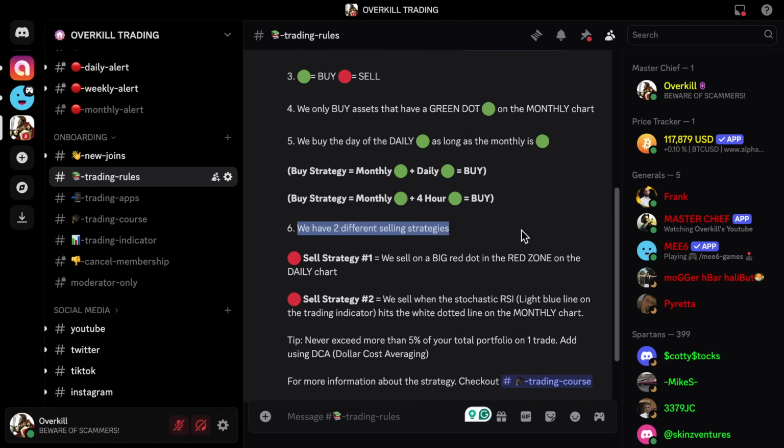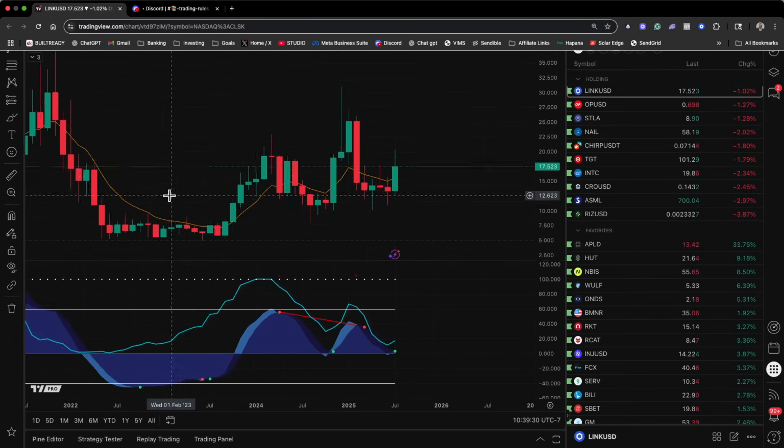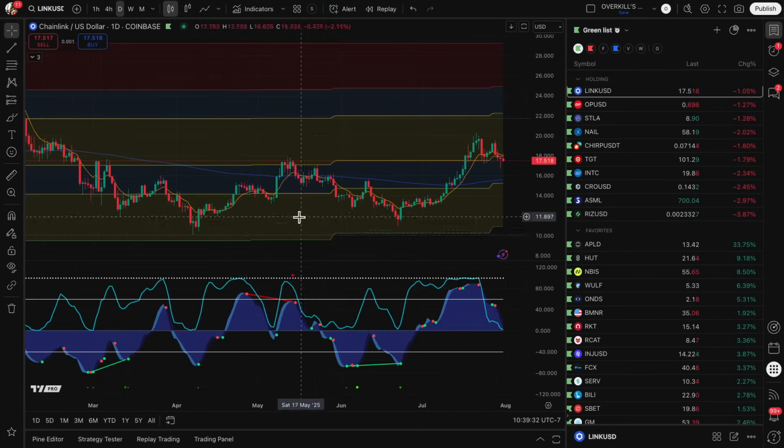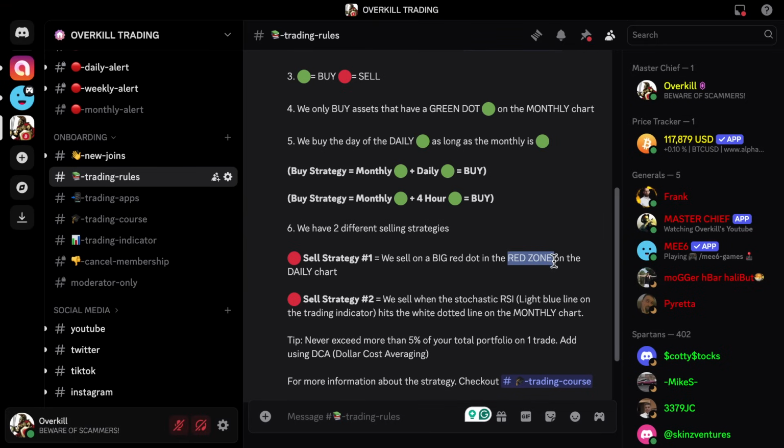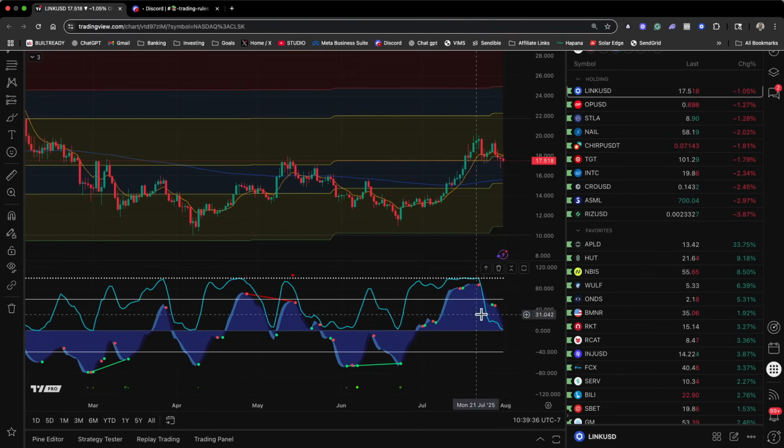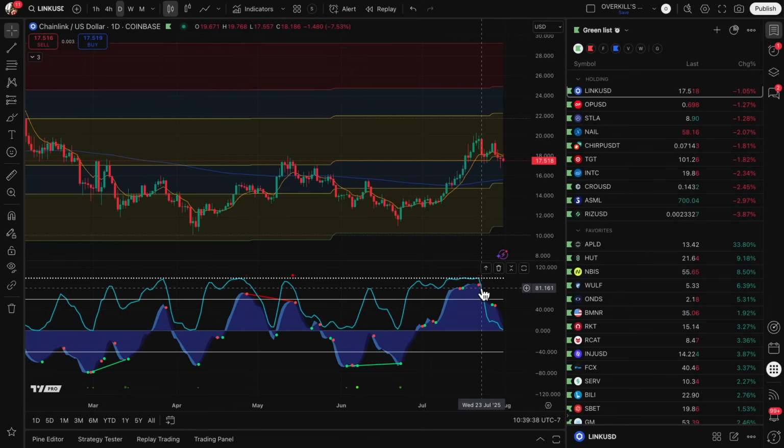So we have two different selling strategies. This is where the price targets come in. Selling strategy number one is that we want to sell a big red dot in the red zone on the daily chart. So this sell strategy focuses on the daily. Let's go in here to the daily. What I'm talking about is the red zone here, and the red dot, which we just talked about, is the sell signal.